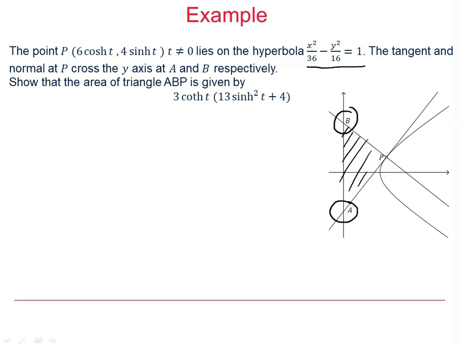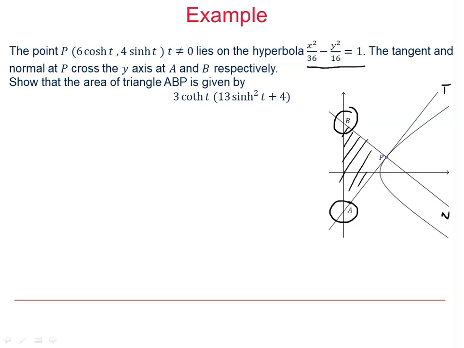To do this, we're going to have to work out the equations of the tangent and the normal, and then look at when each of those crosses the y-axis. In other words, we need to set x equals 0 in each of the equations.